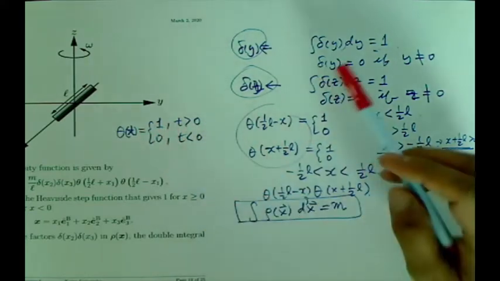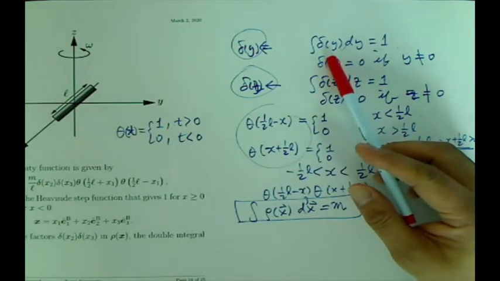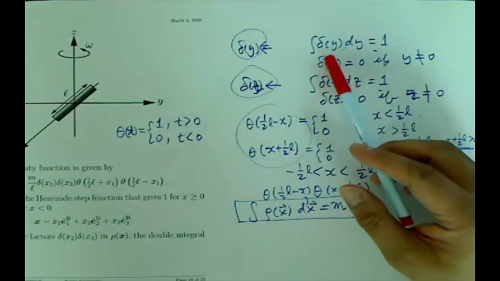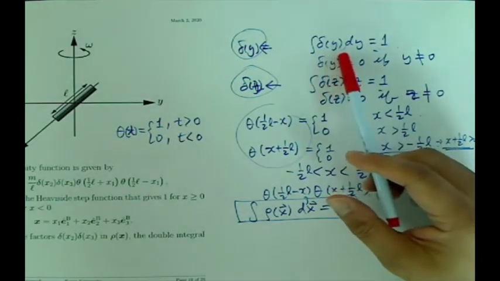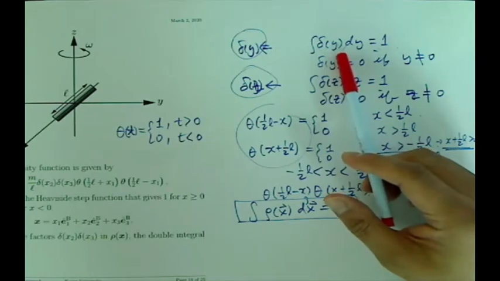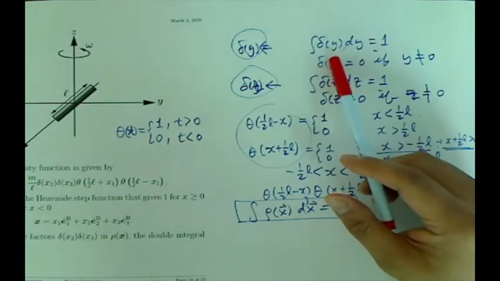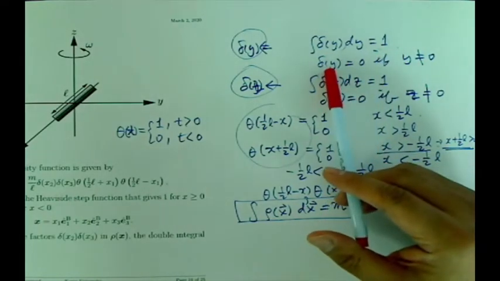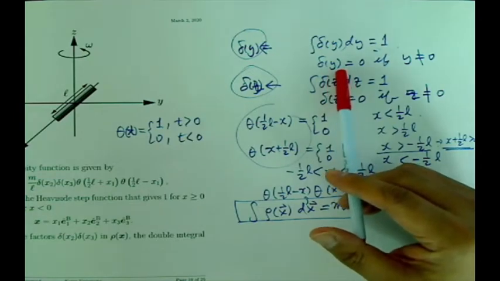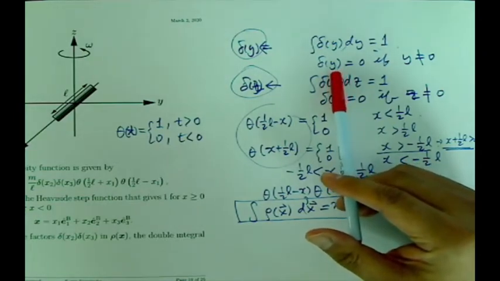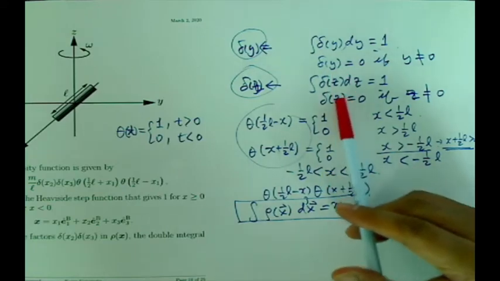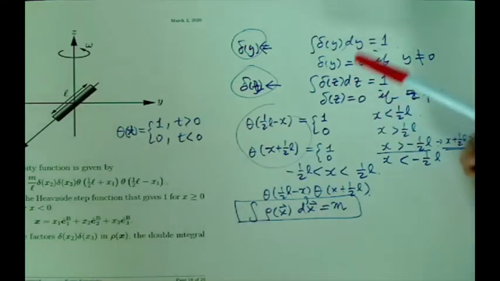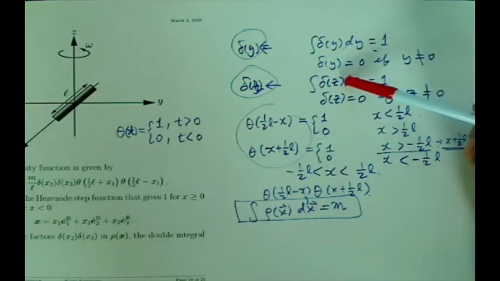This one vanishes whenever y is non-zero. So we make use of the property. This Dirac delta function integration is always identity, but the Dirac delta function is 0 except at y equals 0. The same is true for the z distribution. So we have a product of delta y and delta z.